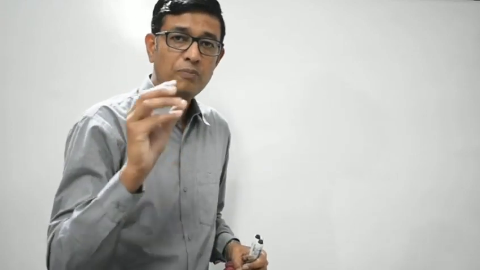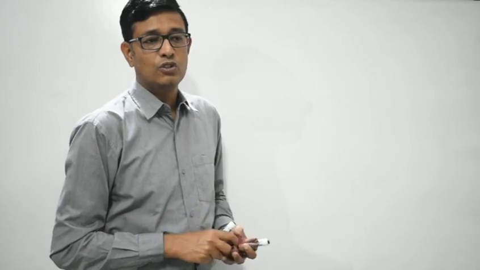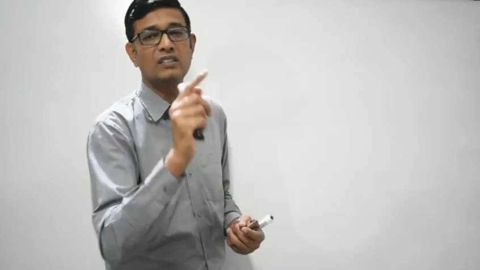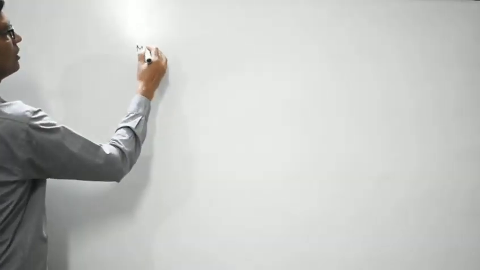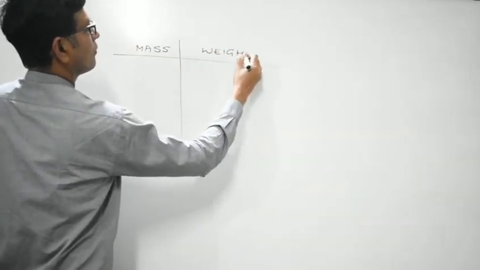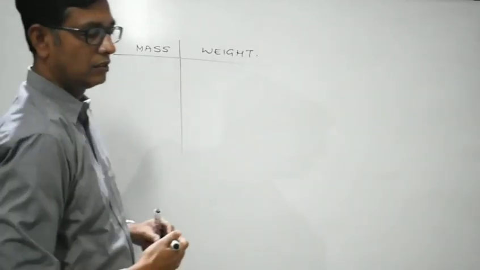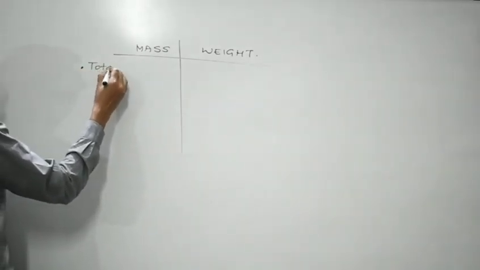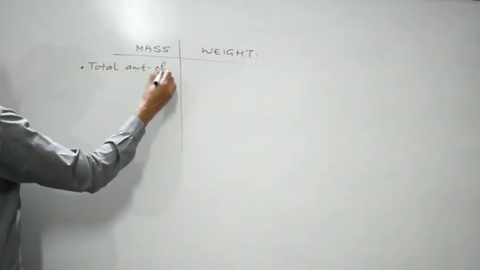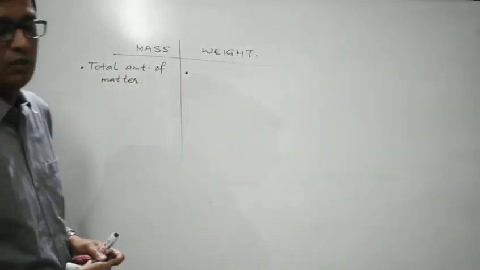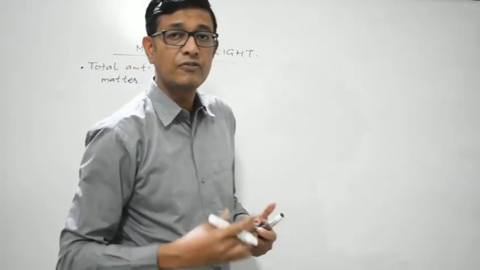So what I mean to say is that every body possesses some sort of matter. So the amount of matter possessed by a body or contained in a body is known as its mass. So this is the first definition. Mass of a body is defined as the total amount of matter. It is defined as the total amount of matter contained in the body. That is mass. While weight is a force.